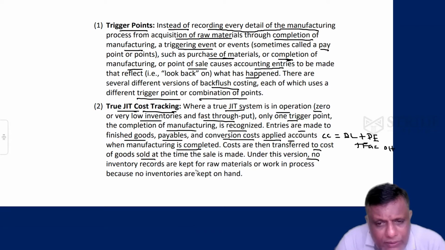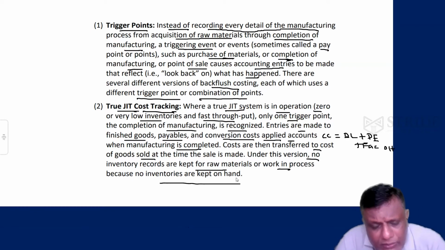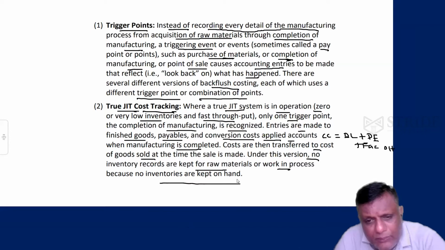Here no inventory cost is kept for raw material or WIP. No inventories are kept on hand because of just in time. Whenever it is required, for example, the production process starts at 10 o'clock and the materials reach the production area at 9:30. At the end of the process, once manufacturing is completed, there is less inventory in stock on hand.